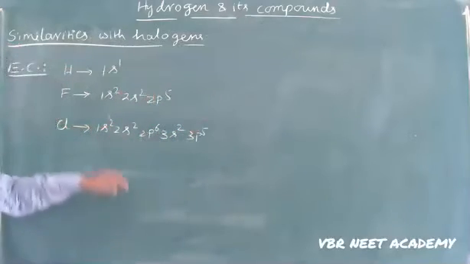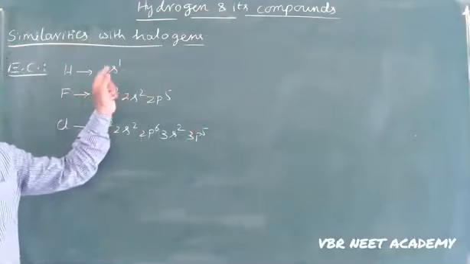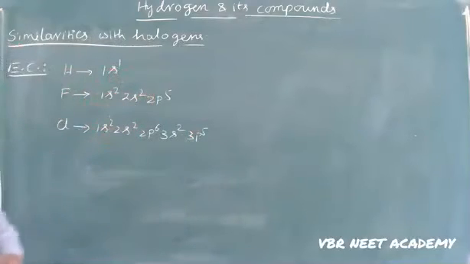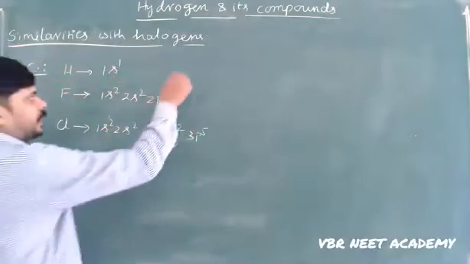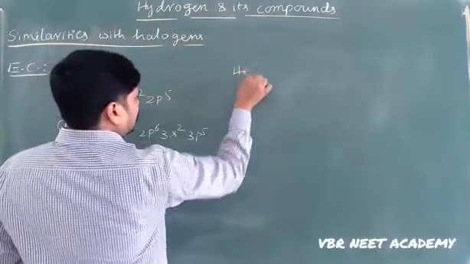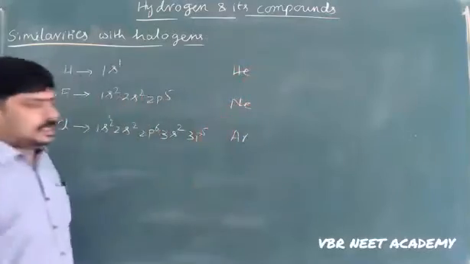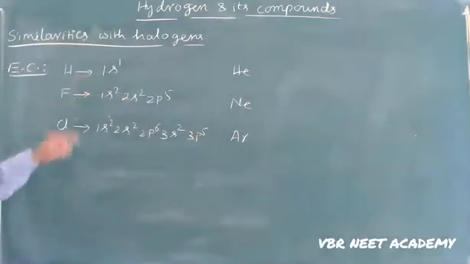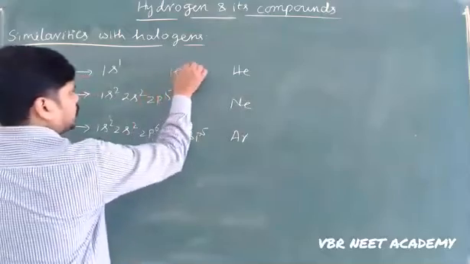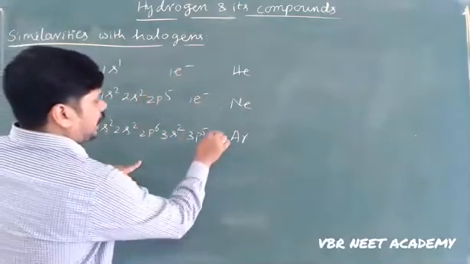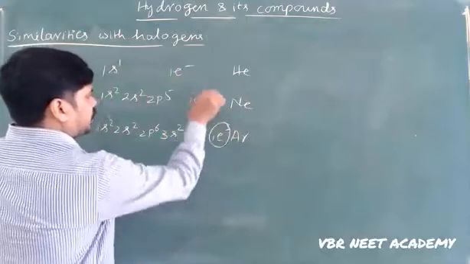Now, how many electrons are required for a particular element to reach its noble gas configuration? For this one, what is the nearest noble gas? Helium. For this one, neon. For this one, it's argon. So, hydrogen is one electron short. Fluorine is also one electron short, and your chlorine is also one electron short.